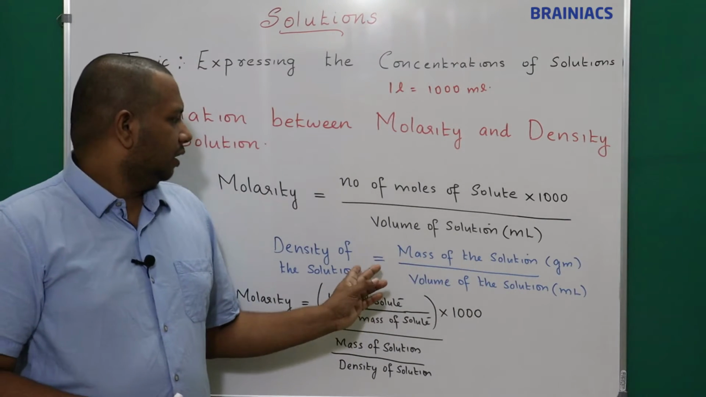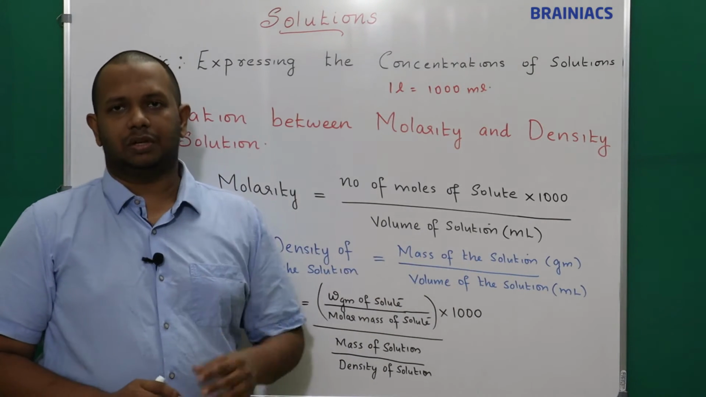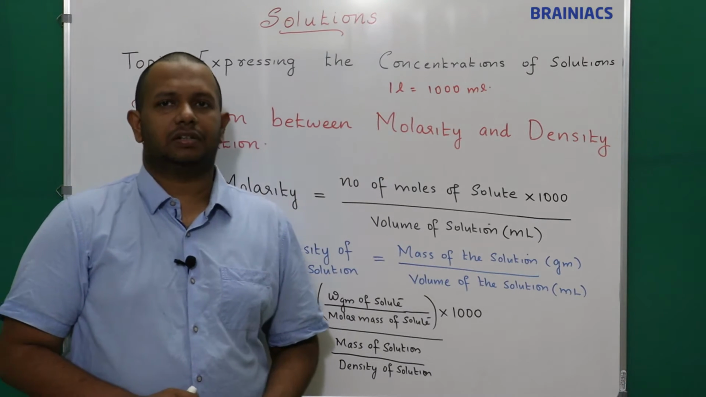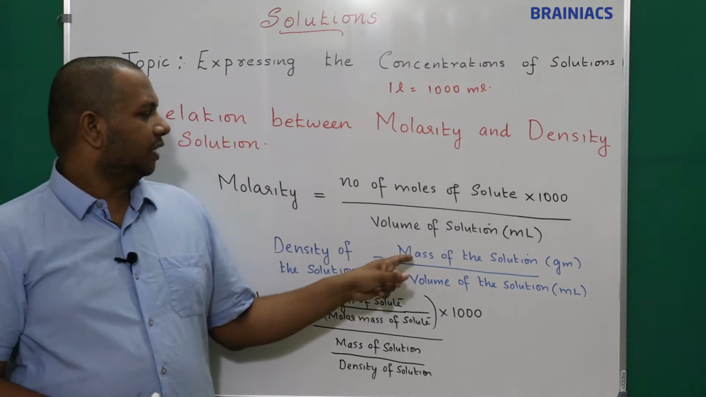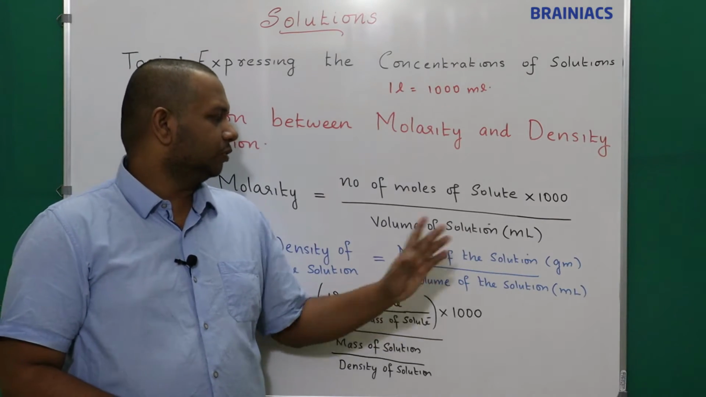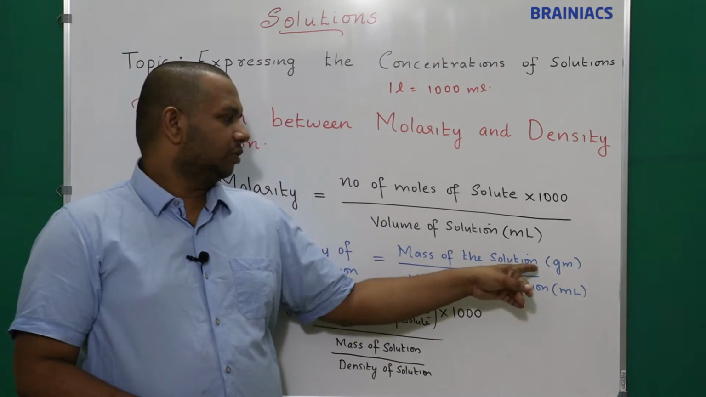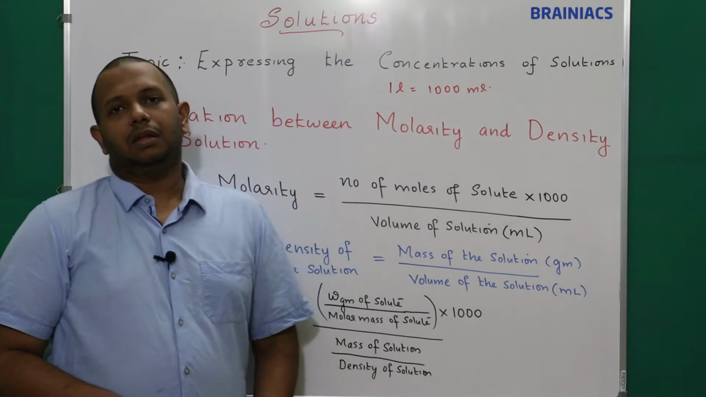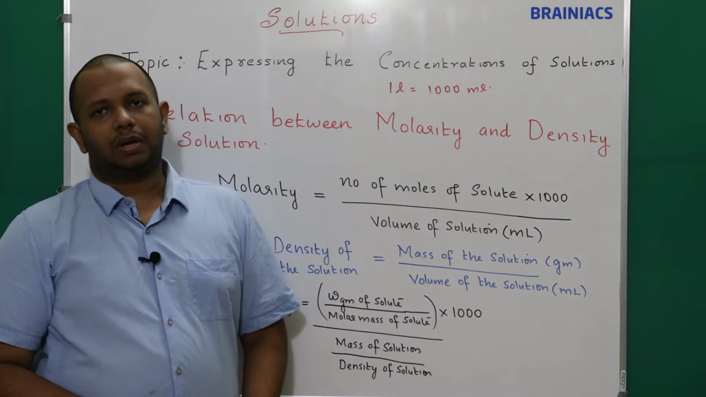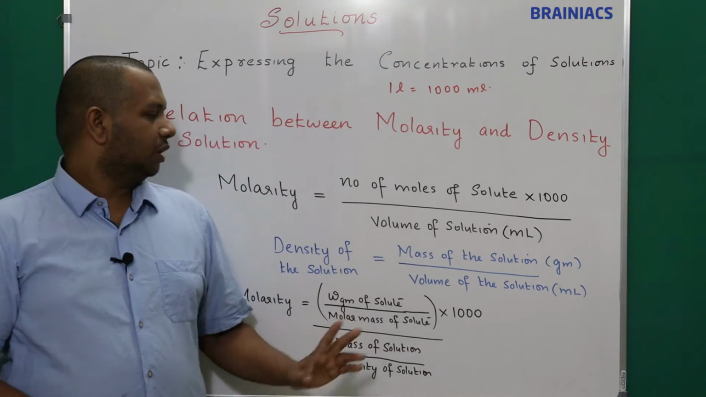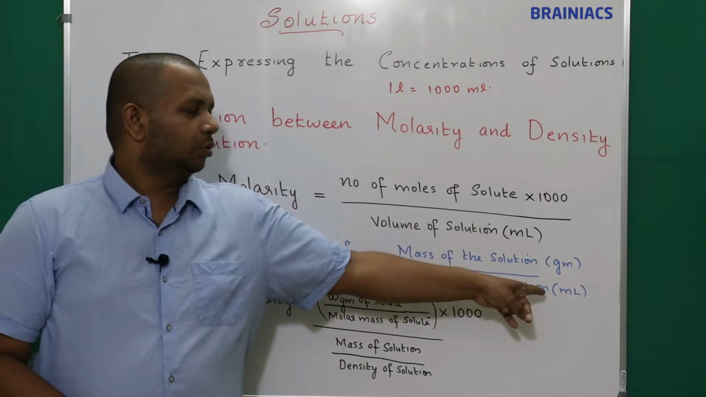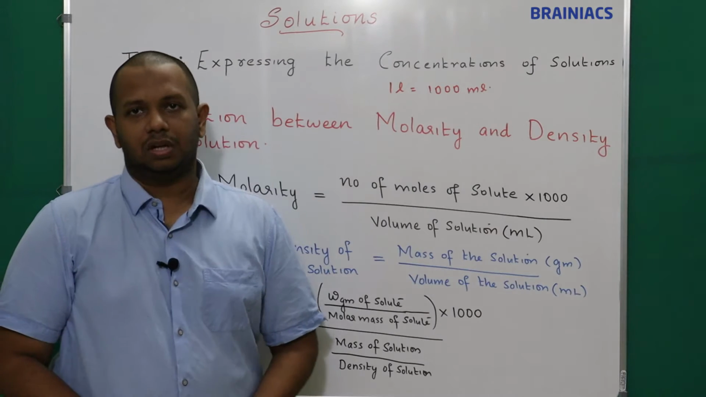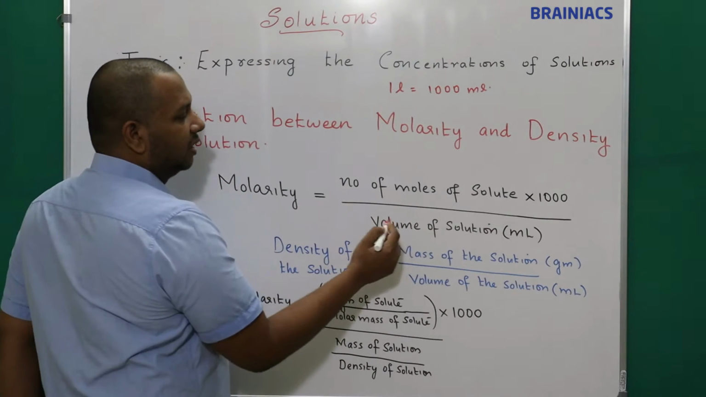Now tell me, what is density of the solution? We know from the basic fundamental formula, density is mass by volume. Correct? So density of the solution can be written as mass of the solution by volume of the solution. So here mass of the solution I am taking in grams and volume of the solution in ml. So it is gram per ml. Okay, now volume of the solution, how can I rearrange? So volume of the solution in ml can be rewritten as mass of the solution by density of the solution. Now I will substitute that here.